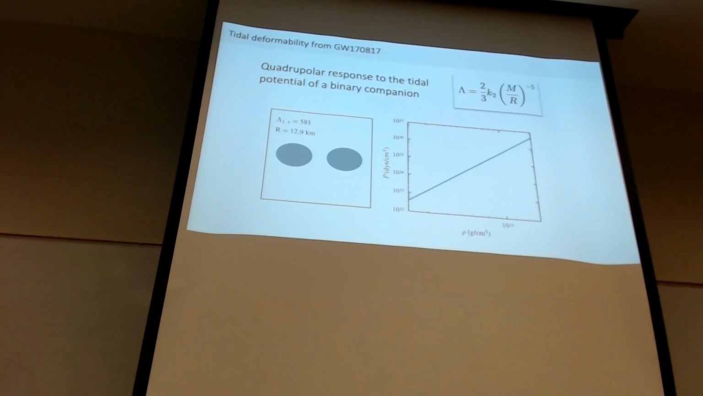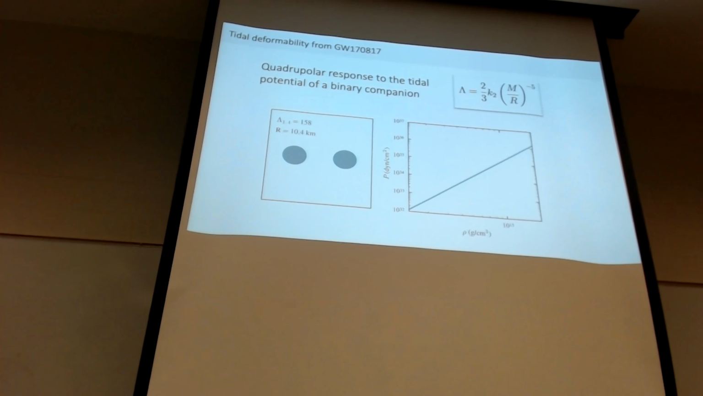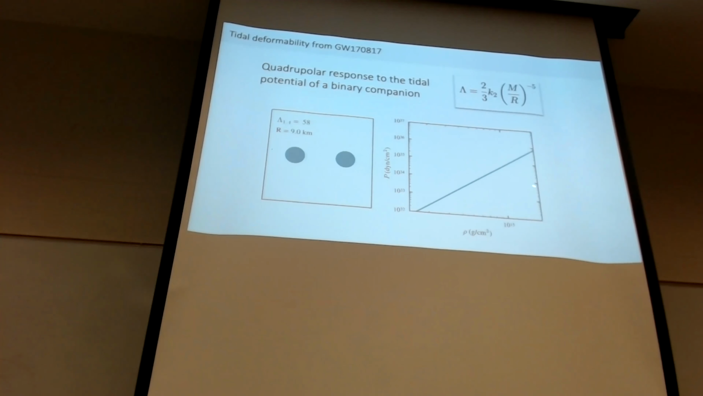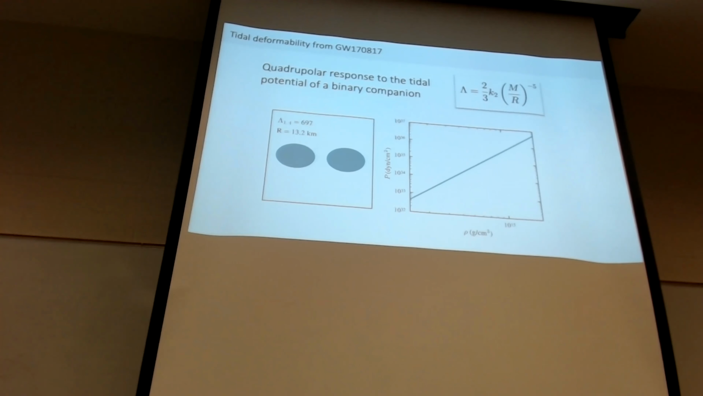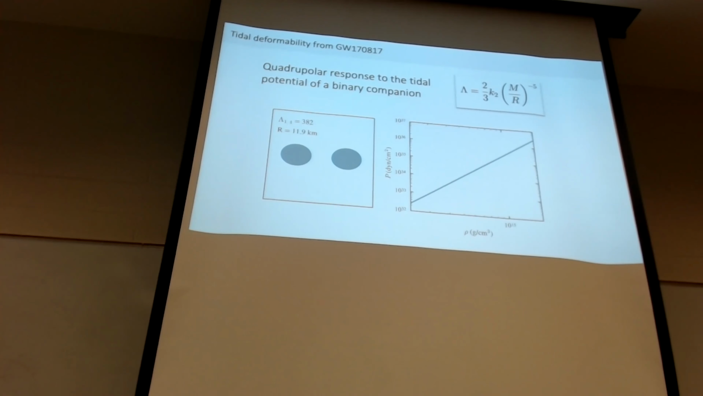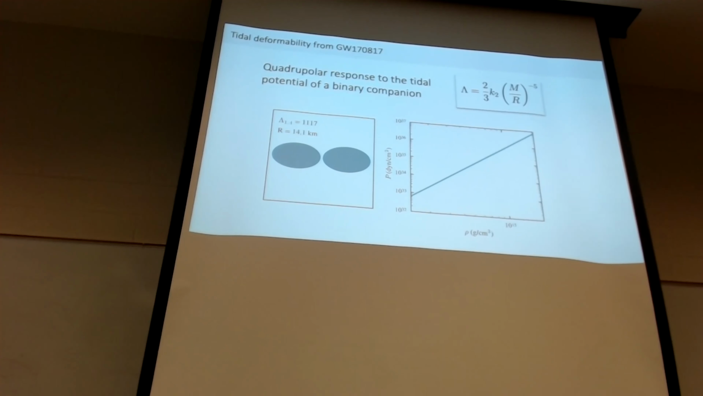We can write down a relatively simple expression to describe the tidal deformability of one of these stars, where we call the parameter lambda. It scales like effectively the mass over radius to the -5th power, which is exactly what I was just describing to you. Large radii means large tidal deformability, which means it's easy to disrupt.